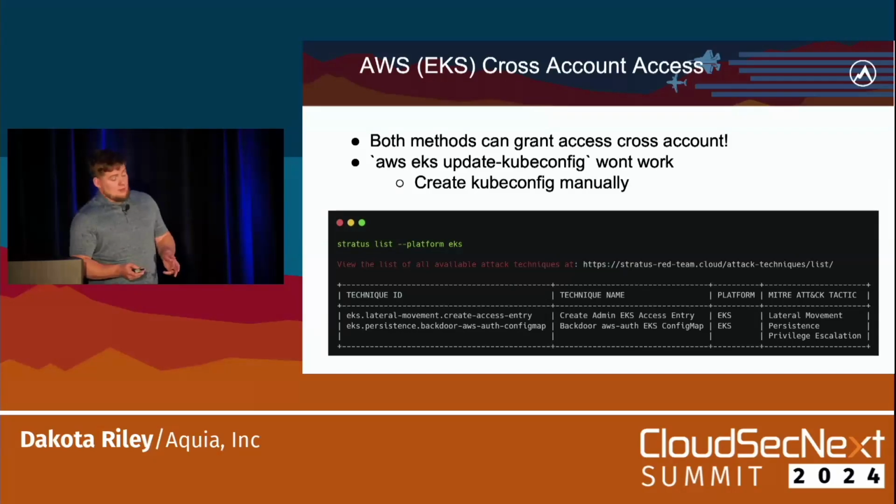And while I'm here, I wanted to give a shout out to one of my favorite adversary emulation tools, Stratus Red Team. It actually has these baked in as techniques. So if you wanted to go back to your environment and test, hey, do we detect this? If somebody were to leave a backdoored AWS auth config map, you can download it and detonate it.